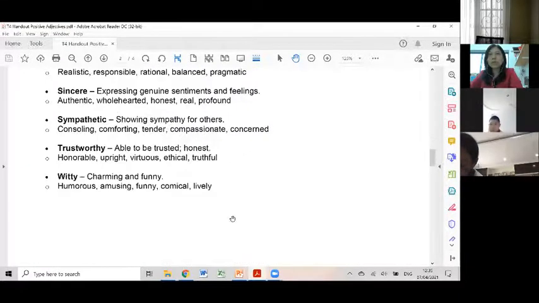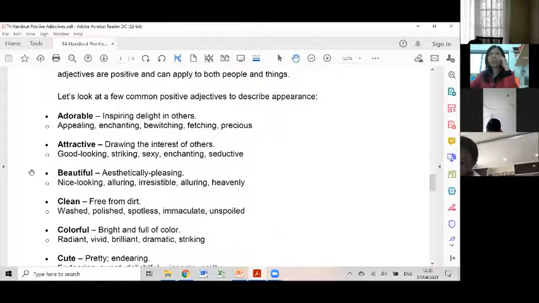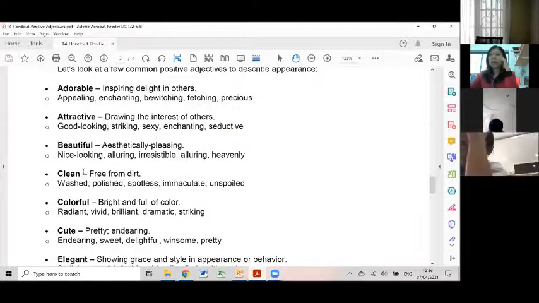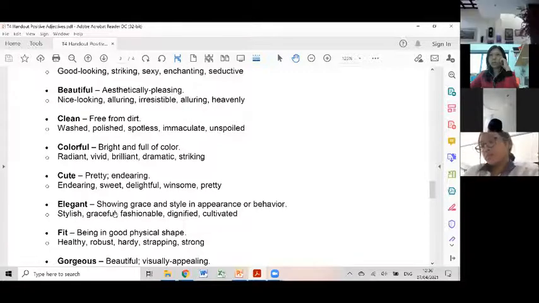Okay, let's move on to the third. Now, here you go. Positive adjectives for appearance. When it comes to appearance, you may use it for human and you may use it for objects. Okay, for example, beautiful. You can say the place is beautiful. You can say the bathroom is clean. You can say the lobby is elegant. All right? Elegant, showing grace and style in appearance or behavior. And then these are all the synonyms of elegant: stylish, graceful, fashionable.